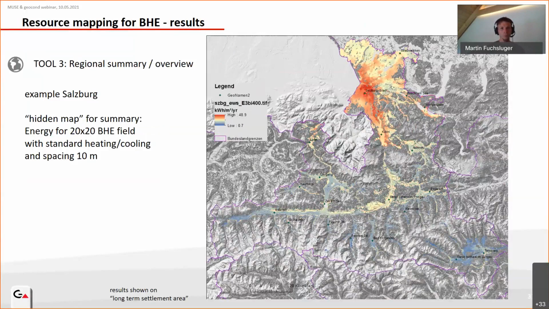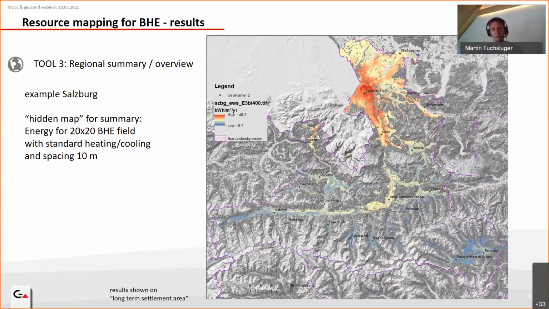And yes, here the last maps are the maps that summarize for all areas. I cannot show you the results of the summarization now because it's not done, but it will be soon. But this will be the basis for the summary for the communities.